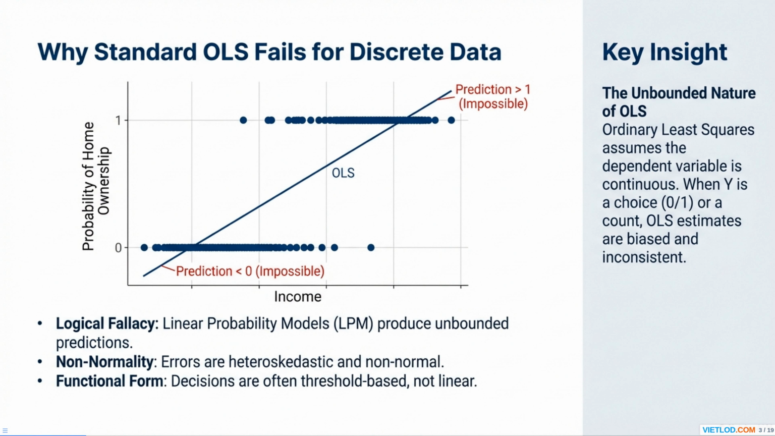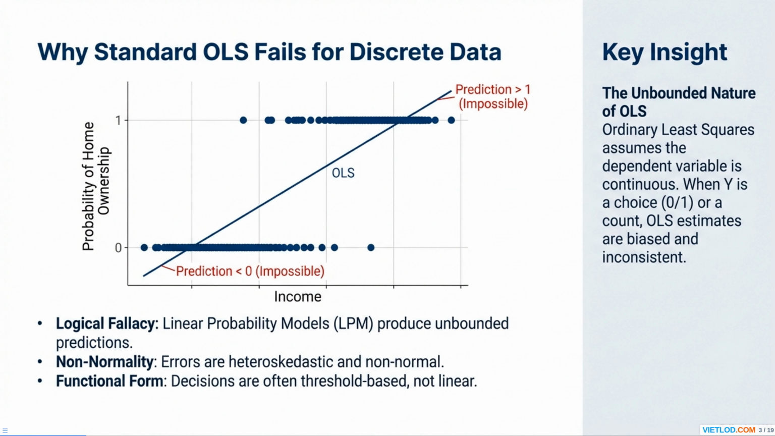Ordinary least squares, or OLS, assumes that our dependent variable is continuous. However, when we're dealing with discrete data, such as a binary choice, like yes or no, coded as 0 or 1, OLS breaks down, leading to biased and inconsistent estimates. A major issue is the logical fallacy of unbounded predictions. As you can see, a linear probability model, which is OLS applied to a 0-1 variable, can predict probabilities less than 0 or greater than 1, which is simply impossible.